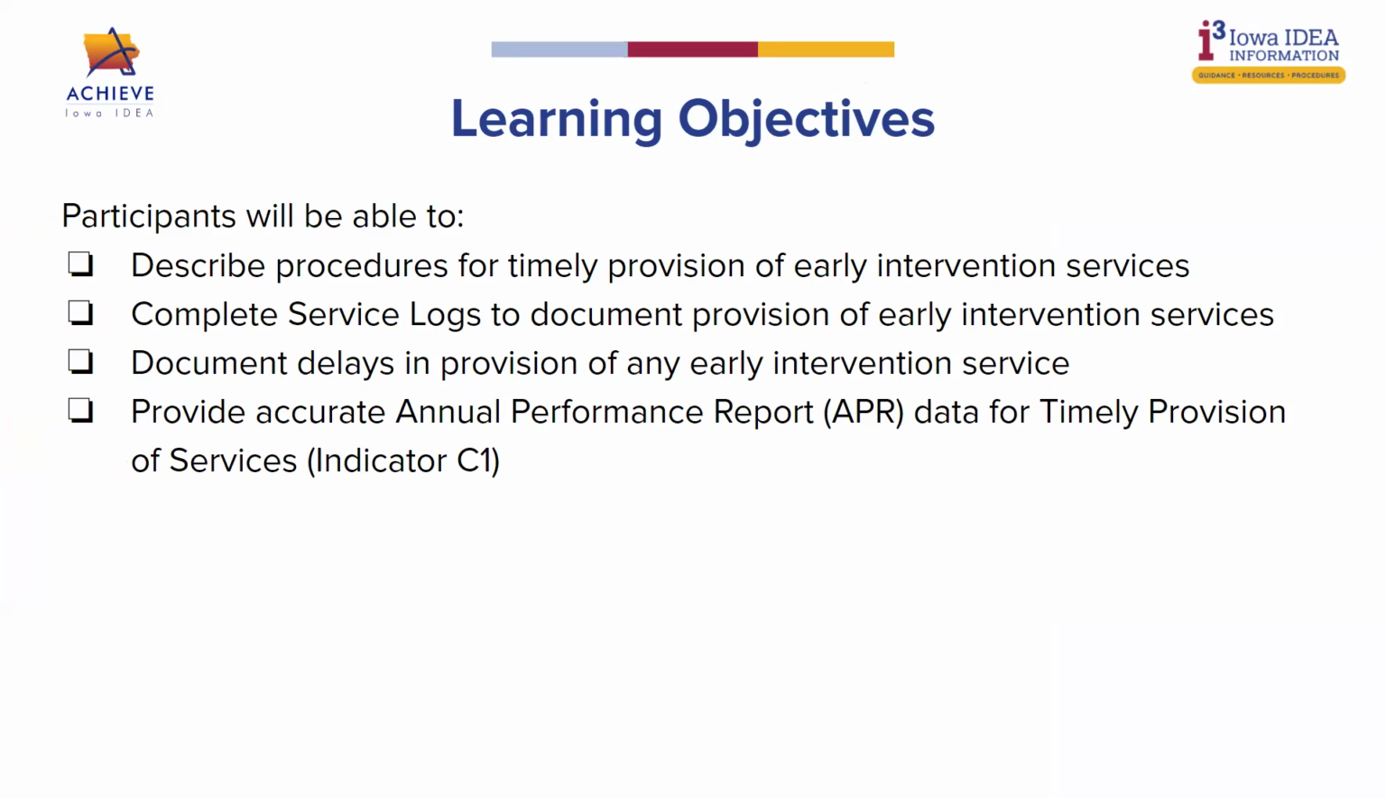During this presentation, participants will be able to describe early access procedures for implementing and documenting the timely provision of early intervention services, understand the need to enter a service log to document the provision of early intervention services, adequately document delays in the provision of any early intervention service, and provide complete and accurate data for Iowa's Early Access Annual Performance Report of the timely provision of services, referred to as APR Indicator C1.